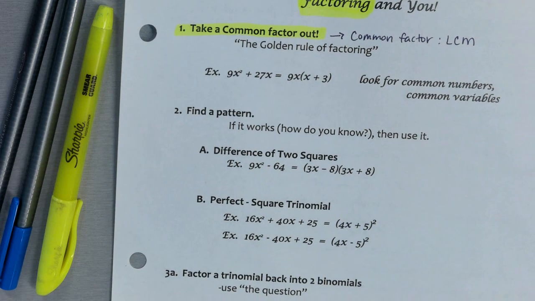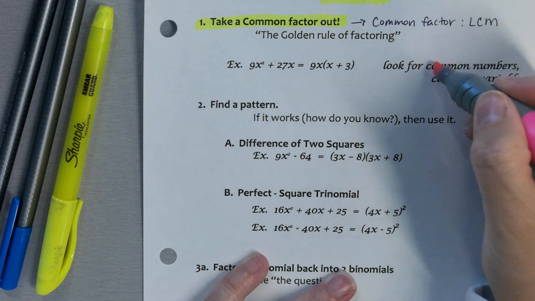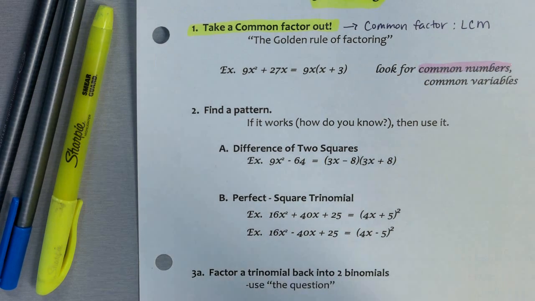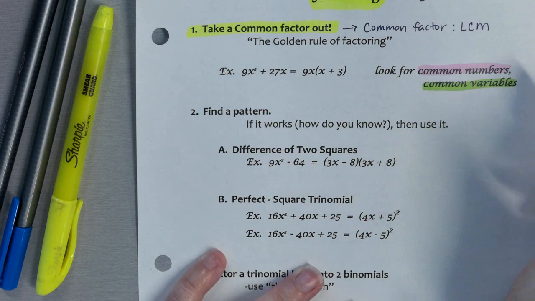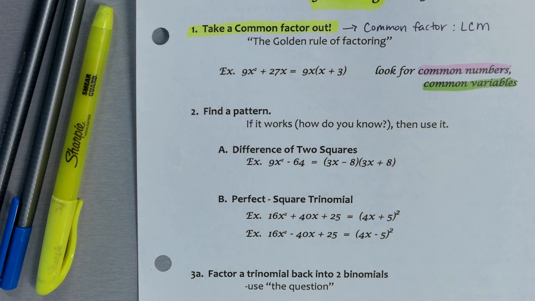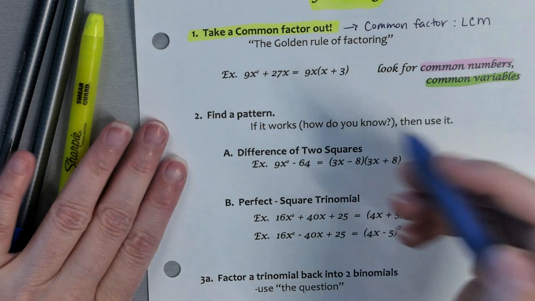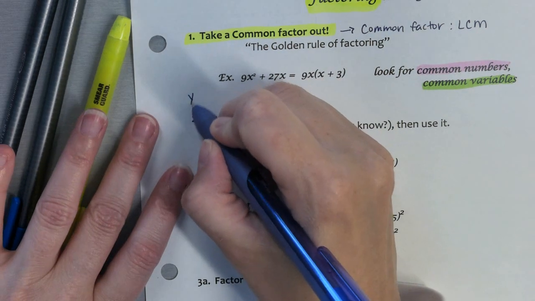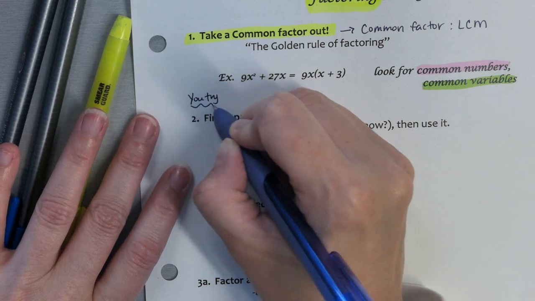Okay, so you're looking for common numbers and common variables. So there are two different things you are looking for there. Common numbers and common variables. I'm going to give you one to try. And I like to treat these separately. I do look for the numbers first, and then I look for the variables. That's just how my brain compartmentalizes things. So this is factoring in you, so you are going to try this one.